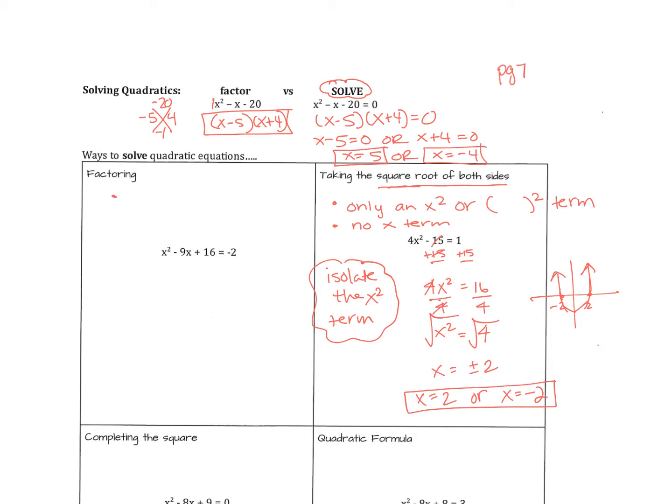So we can also get those by using the method of factoring. When I factor, I have to remember to set my equation equal to 0 before I begin. So for example, if this was my problem, x squared minus 9x plus 16 equals negative 2, I would need to add 2 to both sides first. I get x squared minus 9x plus 18 equals 0.